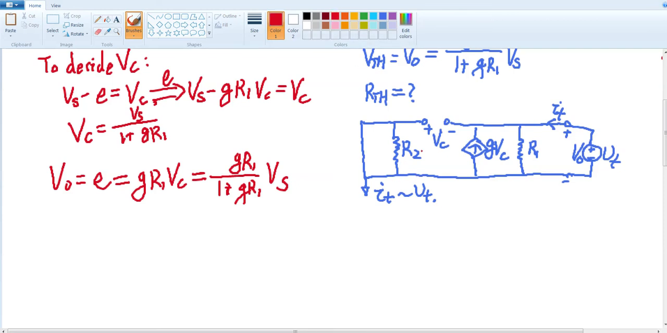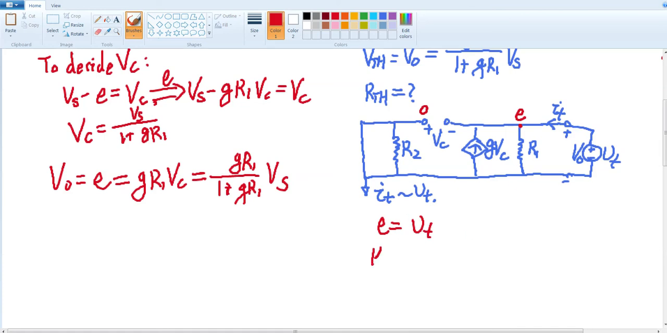Again, very quickly, we can decide on the node voltage of this plus terminal, which is 0, because it's directly connected to ground. And then another node that we will focus on is this E. For node E, we will see that its voltage is also this test voltage source voltage, VT.